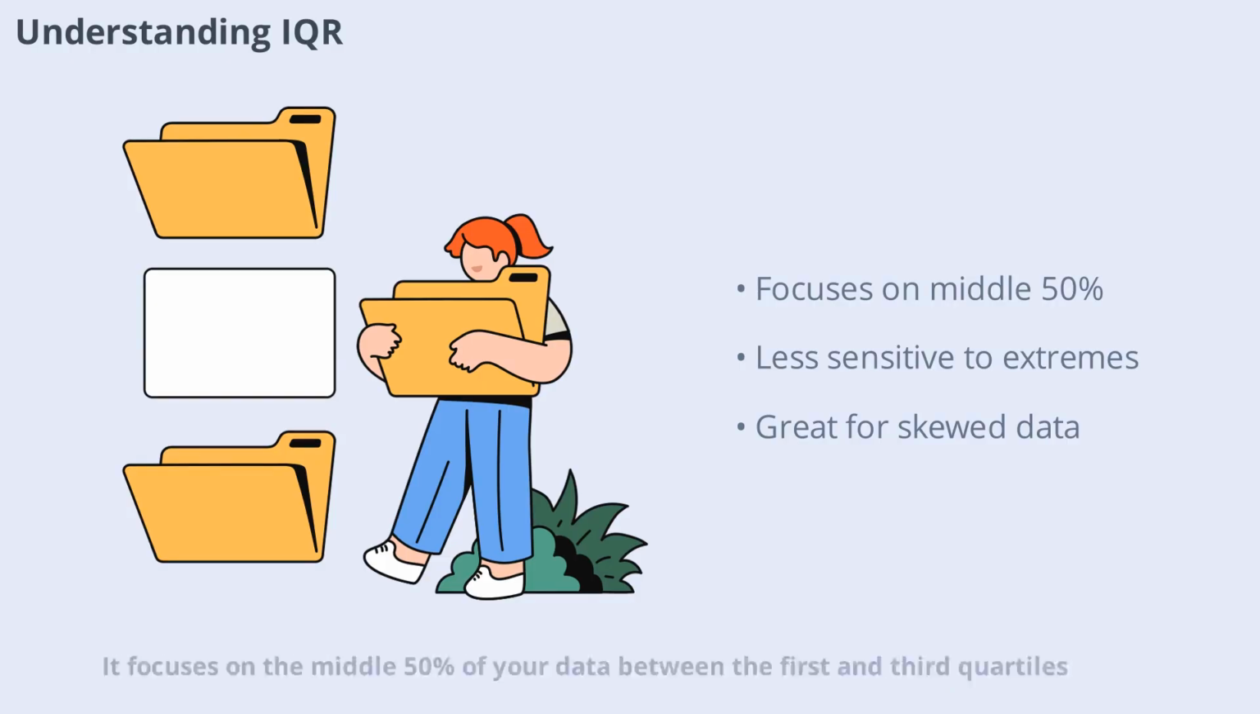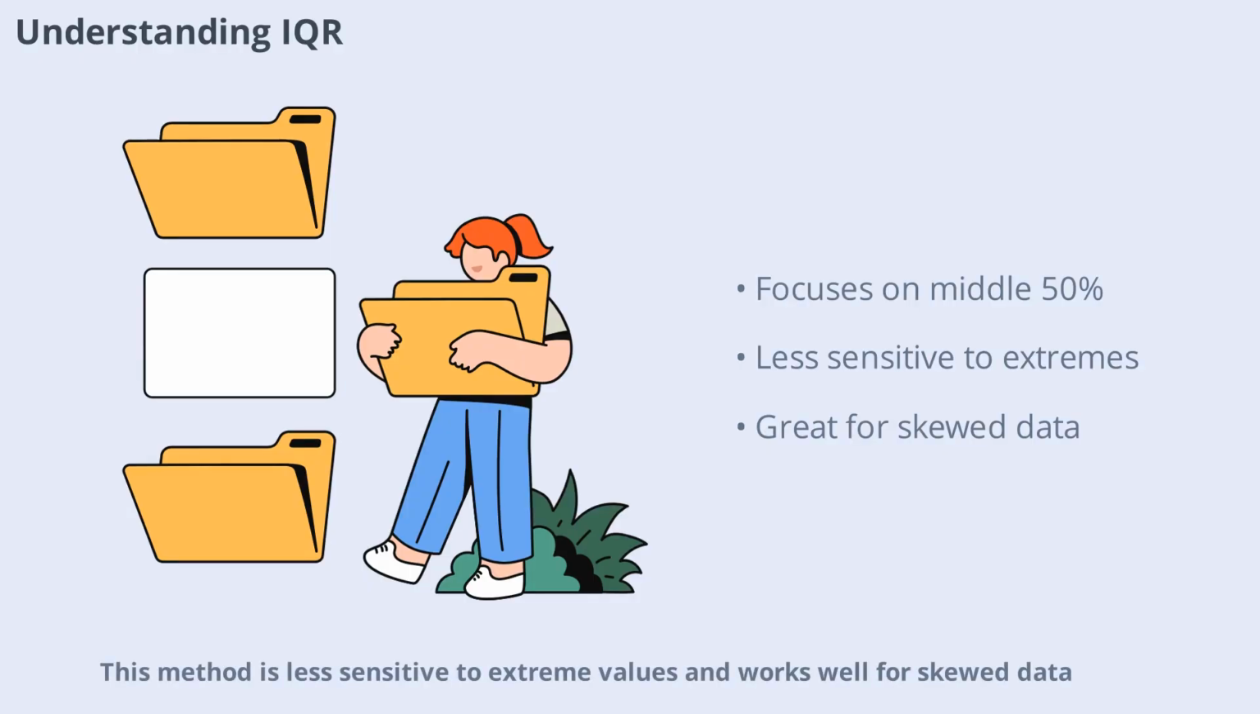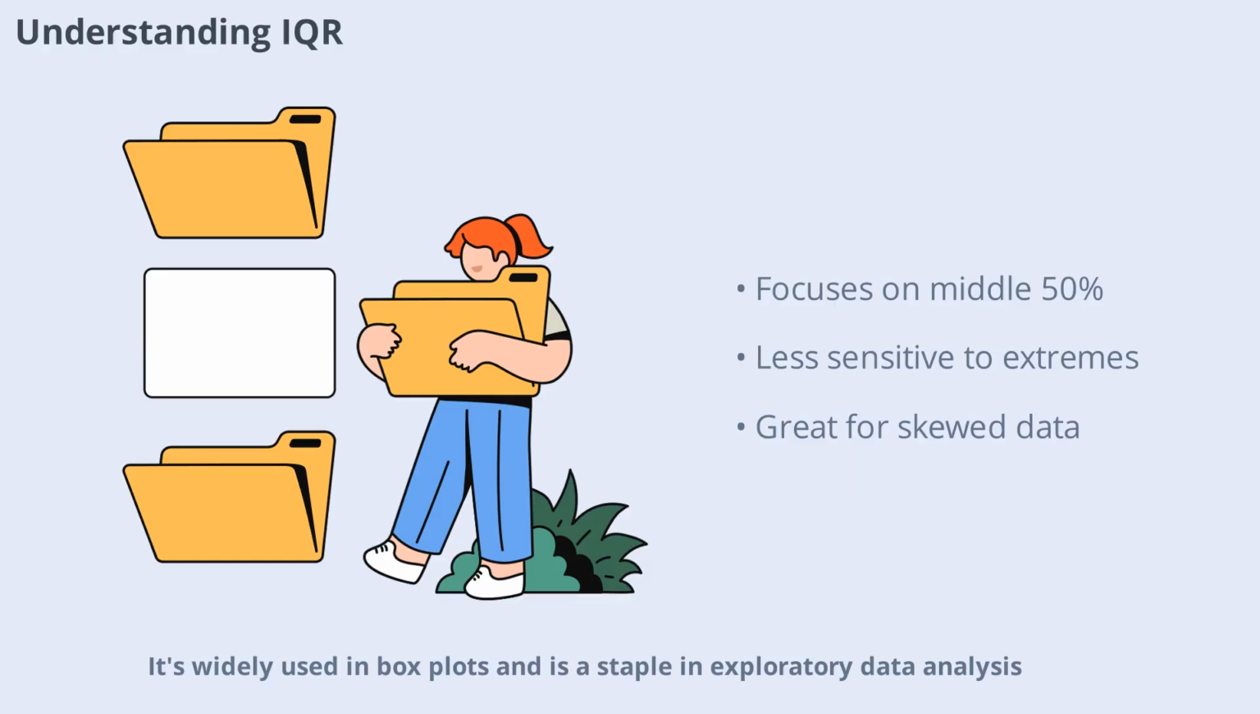Interquartile range, or IQR, is another robust method for detecting outliers. It focuses on the middle 50% of your data between the first and third quartiles. Any value that falls below Q1 minus 1.5 times the IQR or above Q3 plus 1.5 times the IQR is flagged as an outlier. This method is less sensitive to extreme values and works well for skewed data. It's widely used in box plots and is a staple in exploratory data analysis.